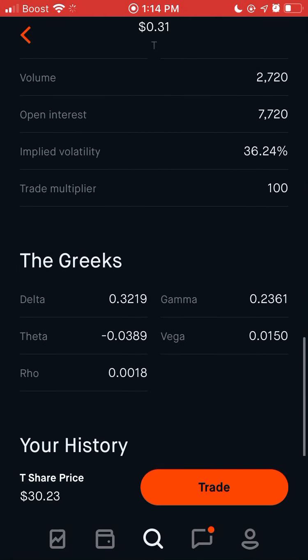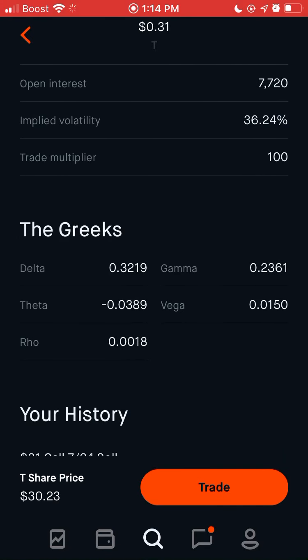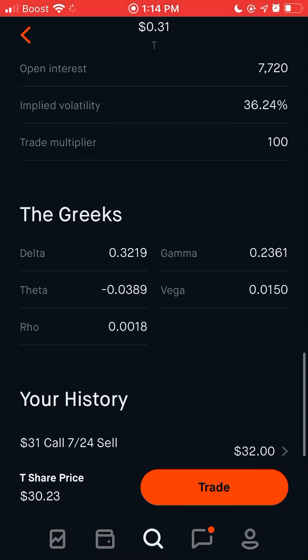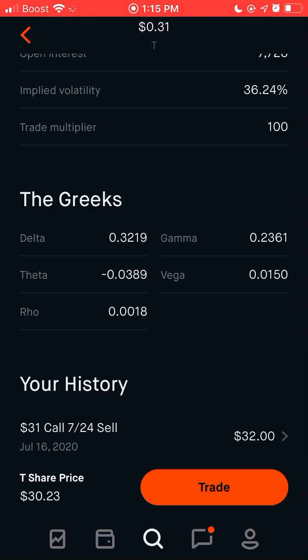After you open the contract, you can scroll down to where it says the Greeks, and you'll see delta, gamma, theta, vega, and rho. So these are the Greeks. I have a whole video going into pretty deep detail about each one of these and exactly what they mean, but I'm going to do a condensed version and just break this down in a simple way for you guys so you can watch it, you can learn, and hopefully you'll be able to understand after this video.